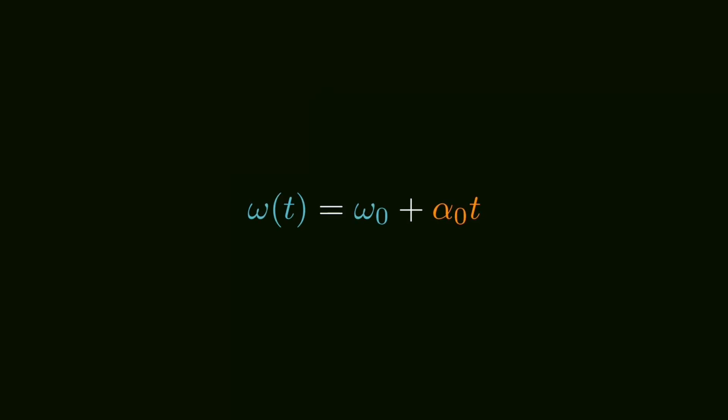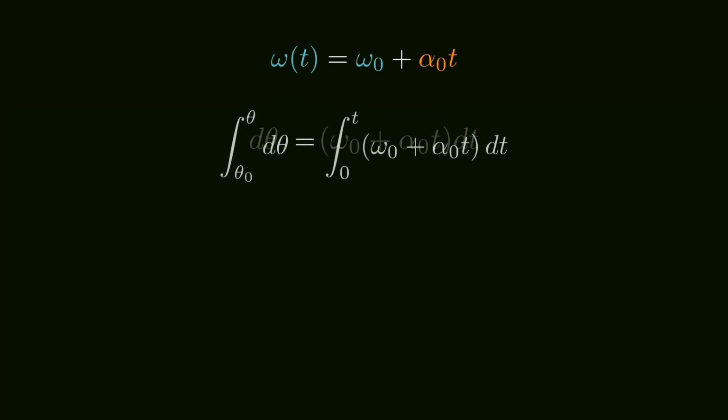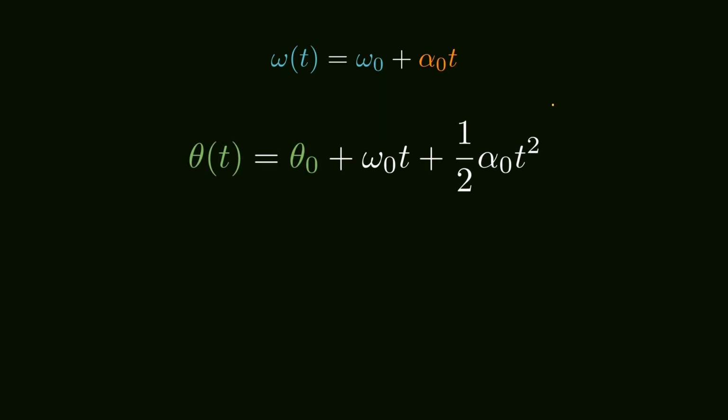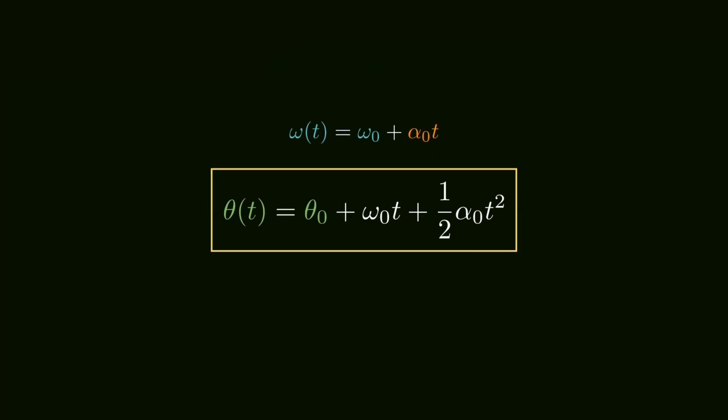To find the position, we step it up a level. Angular velocity is the rate of change of angle, so we replace omega with d theta by dt. We separate the variables again and integrate both sides with respect to time from 0 to t. The omega naught picks up a t and the t integrates to 1 half t squared. Our second equation linking angle, speed, acceleration and time.